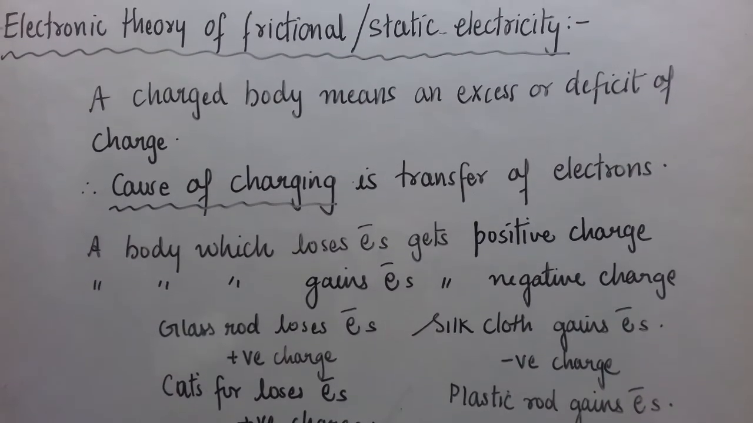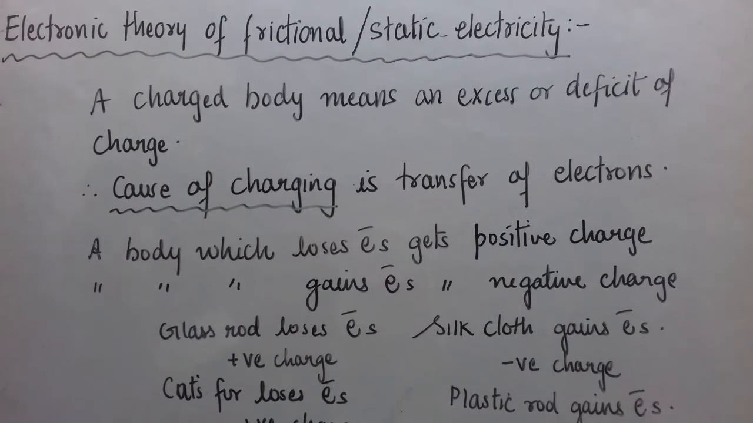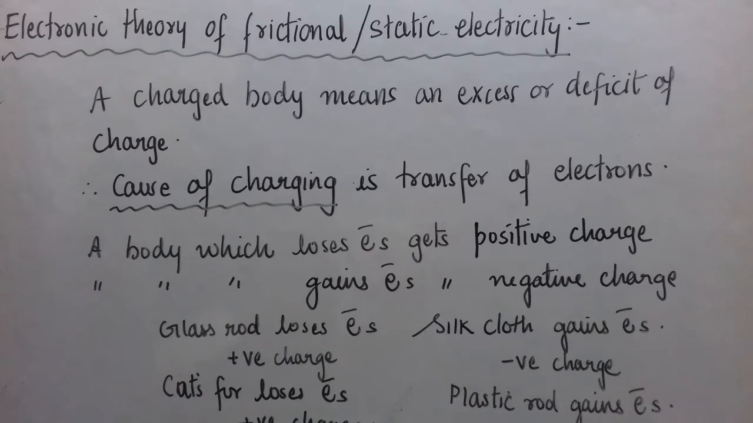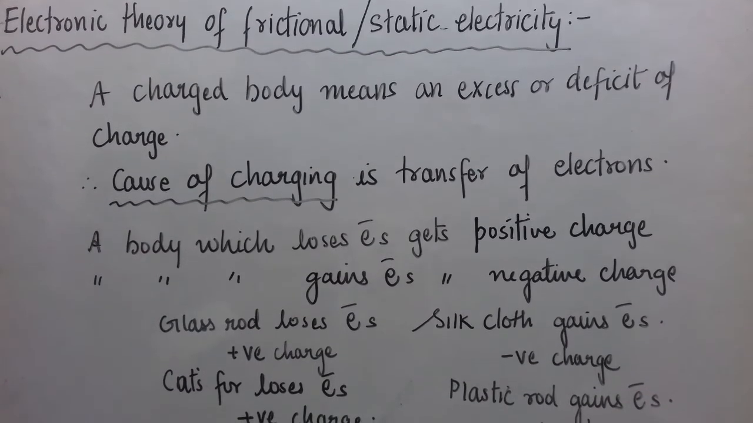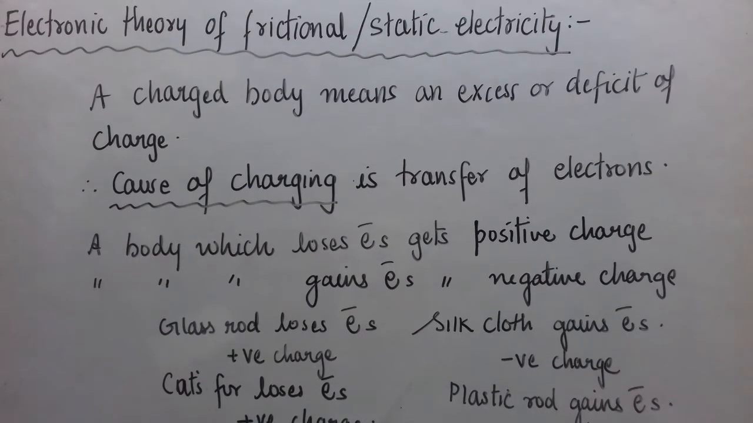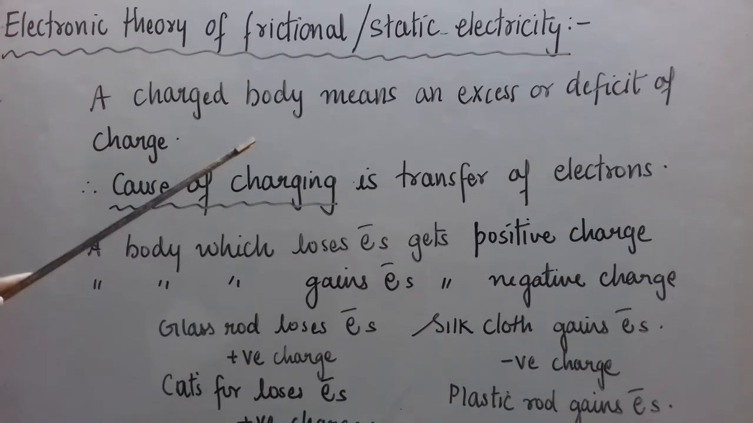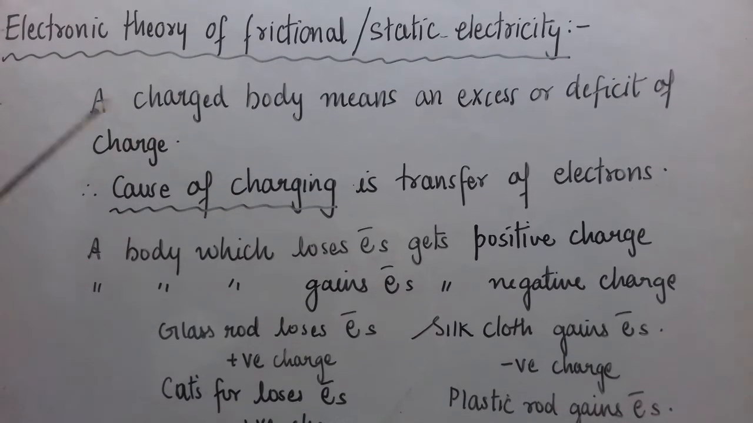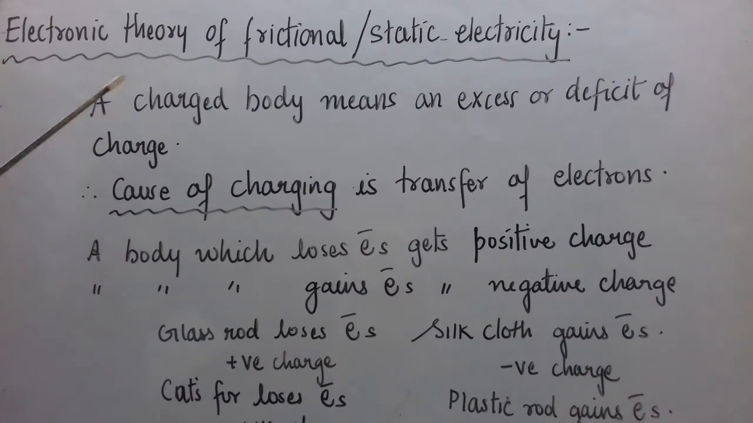It does not mean that they do not contain charges, but it only means that the amount of positive charges and the amount of negative charges is equal, and hence they are balanced. So we say they are electrically neutral. If we want to charge a neutral body, we need to add or remove one kind of charge. A charged body means an excess or deficit of charge. So how to charge a given uncharged body?